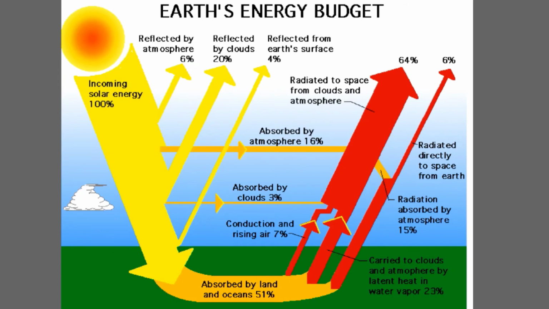Finally, I need to describe the figure which is shown here: Earth's energy budget. Incoming solar energy is 100%, reflected by atmosphere 6%, reflected by clouds 20%, reflected from the Earth's surface 4%. Absorbed by the land and oceans is 51%, shown in orange. Carried to clouds and atmosphere by latent heat in water vapor is 23%. Absorbed by atmosphere 16%, absorbed by clouds 3%, conduction and rising air 7%, radiated to space from clouds and atmosphere, and radiated directly to space from Earth.